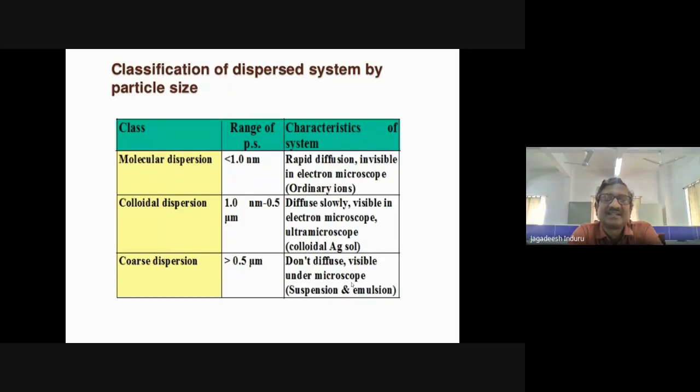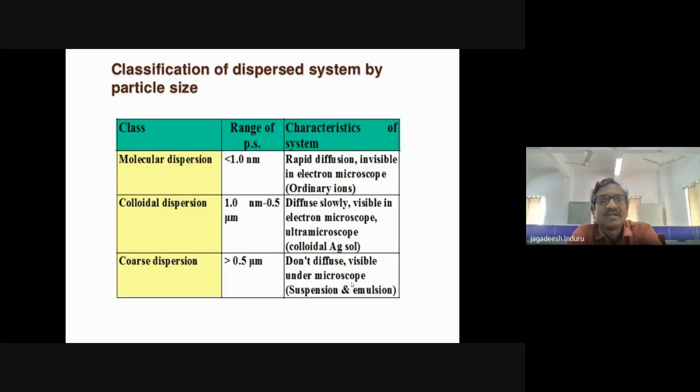Whereas colloidal dispersion is between 1 nanometer to 0.5 micrometer. They diffuse slowly and are visible in the electron microscope or ultra microscope. So they can be studied, and surface characteristics and everything can be taken. So these are all the wide categories which we are going to have in our formulation development.